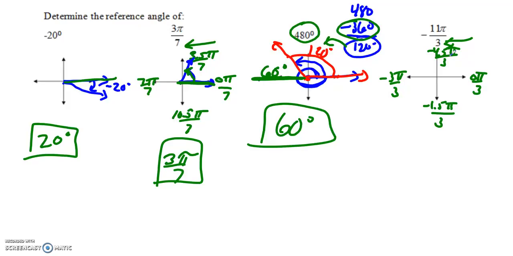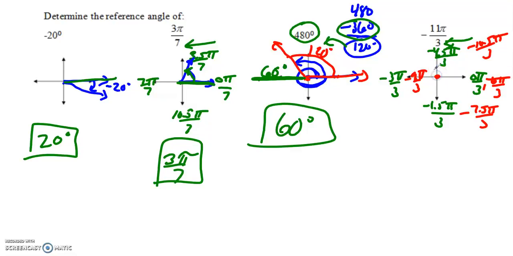Now again, just like the last video, we have to get to negative 11. So let's keep adding 1.5. So we have negative 6 pi over 3, negative 7.5 pi over 3, negative 9 pi over 3, negative 10.5 pi over 3. So where is negative 11 pi? Well, if this is negative 10.5 pi over 3, it is right past it.